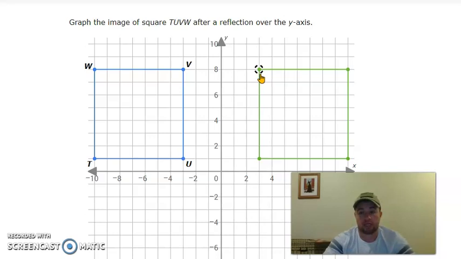So, in closing, remember, reflections are perfect mirror images. They are a flip, and in order to reflect something, you have to identify what you're reflecting over. I like to refer to it as a mirror because that's how I remember reflections, because I'm looking into a mirror.